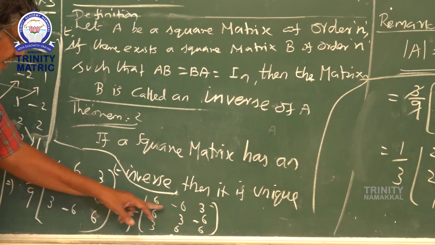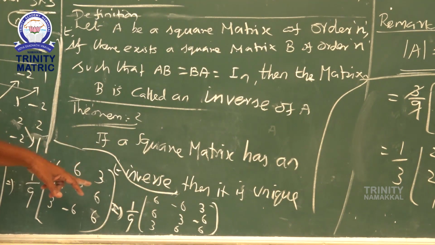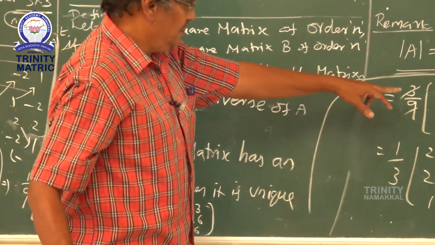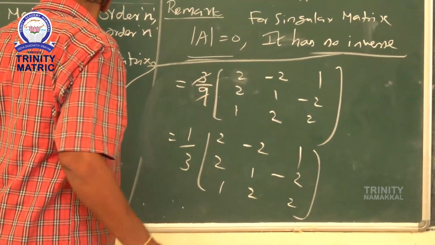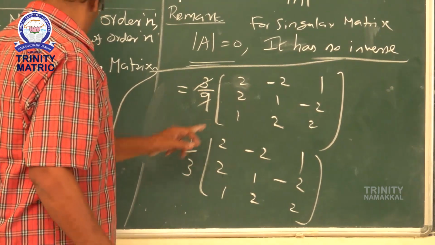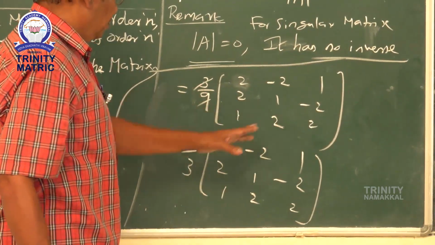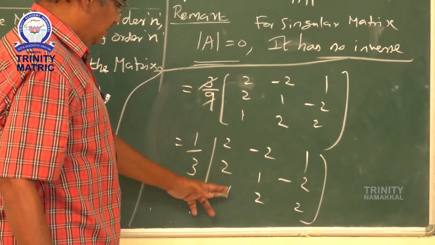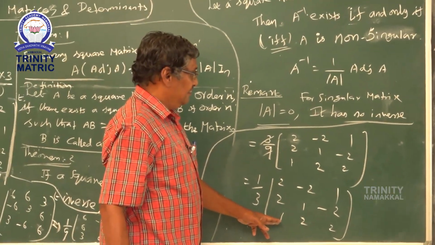Out of this, all are multiples of 3. I am taking 3 from that. 3 by 9, then 6 is a multiple of 3, so minus 2, 1; 2, 1, minus 2; 1, 2, 2. So 3 by 9 is 1 by 9. Now this is the correct answer.